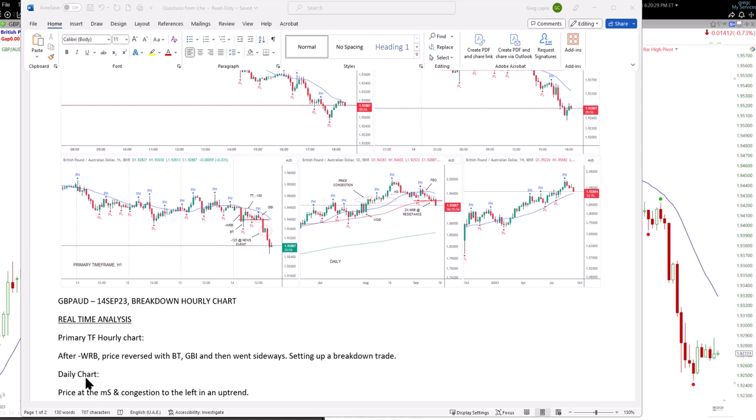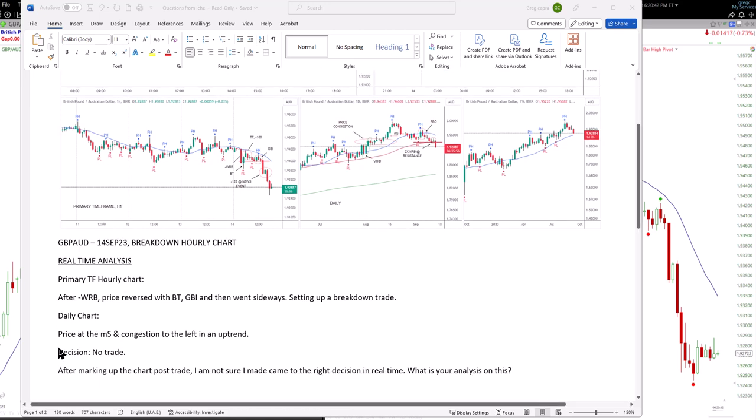And a daily chart, which, since I'm inferring from what they're saying, is where they're going to get their bias, which makes sense. Higher time frame bias, primary time frame where you're trading from. And then on the daily chart, prices are at minor support and congestion to the left of an uptrend. Here is the daily chart. It's congesting here. There's some sideways price movement there. So I'll go through my review of what I see on these time frames. They marked up the chart post-trade. I'm not sure they made the right decision in real time.